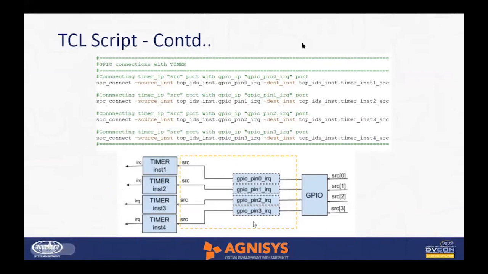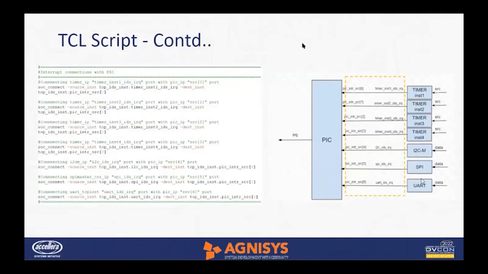So for the connection of this, to capture it in the SoCE Tcl script, this is as simple as using the API soc_connect, and then -source and -destination switches can be used, and the source and the destination can be provided over here. And automatically in the top, the connection will take place just with the help of a simple command such as this.